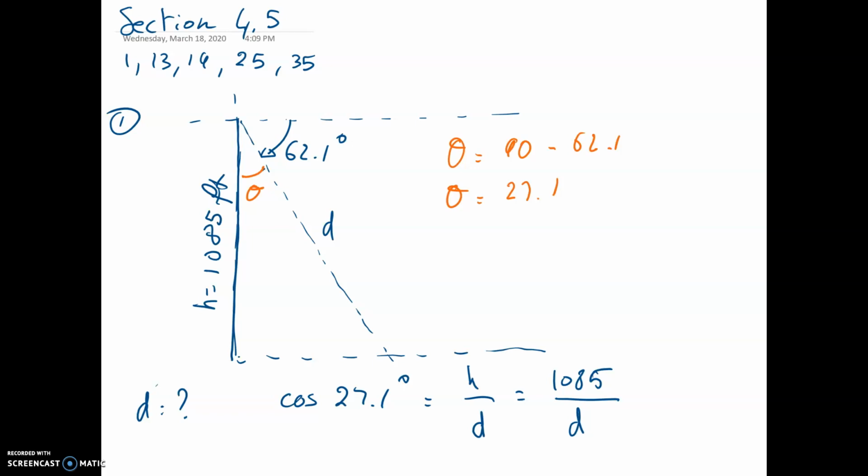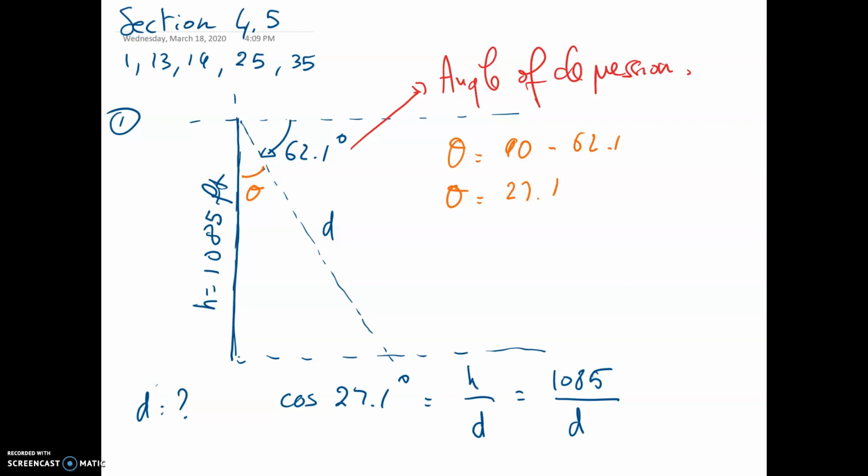Alright guys, so in this section 4.5, it's all about application of right triangles. In problem number 1, they're asking you to look at example number 2 and substitute the angle 58.5 degrees, which is the angle of depression, and the angle of depression is that angle. And they're asking you to change the value 58.5 into 62.1. And the idea is to calculate D.